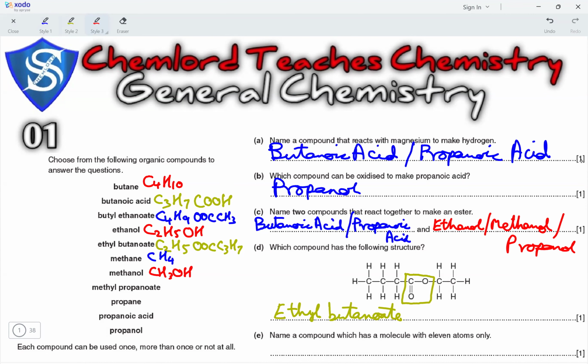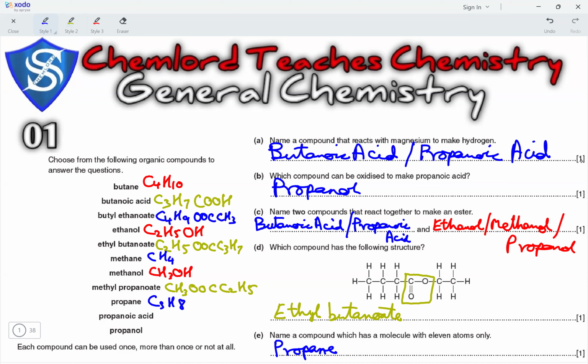Next, we've got methyl propanoate. So methyl would mean CH3, then we've got double OC, and propanoate would mean C2H5. So 1 plus 3, 4, 5, 6, 7, 8, 9, 10, 11, 12, 13, 14 atoms. Next, we have propane. Propane is C3H8. So 3 plus 8, 3 and 8 is 11. So this is the correct answer, because propane contains 11 atoms, 3 of carbon and 8 of hydrogen.